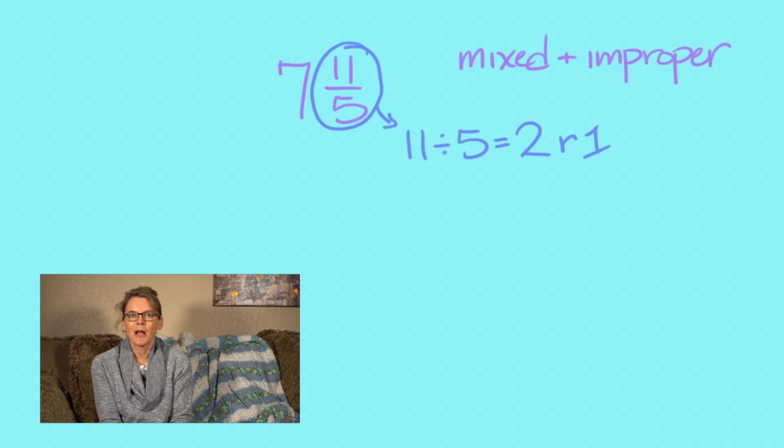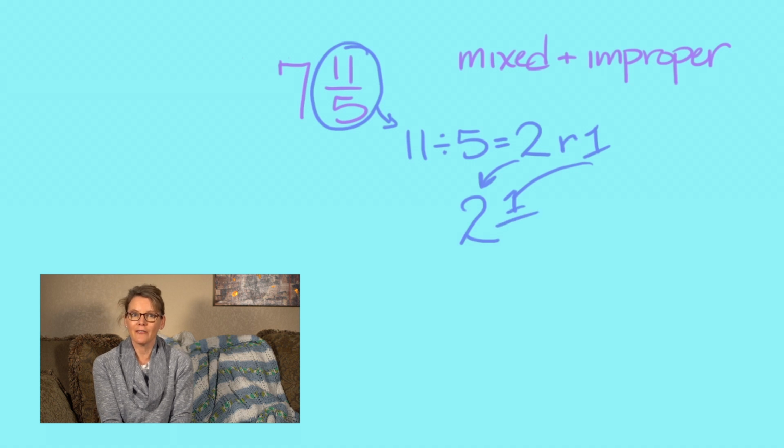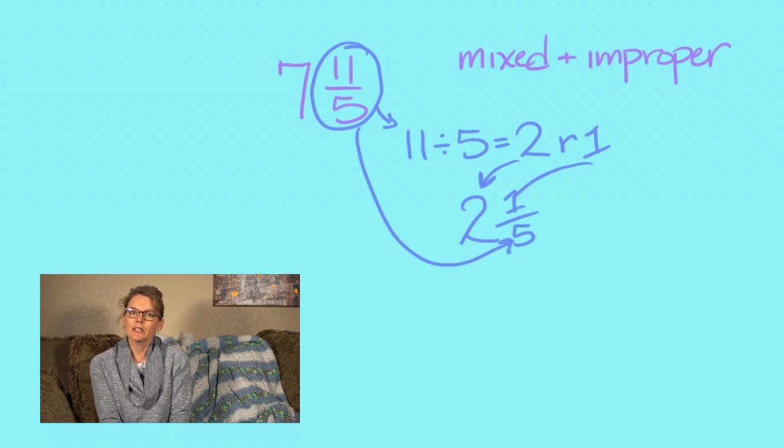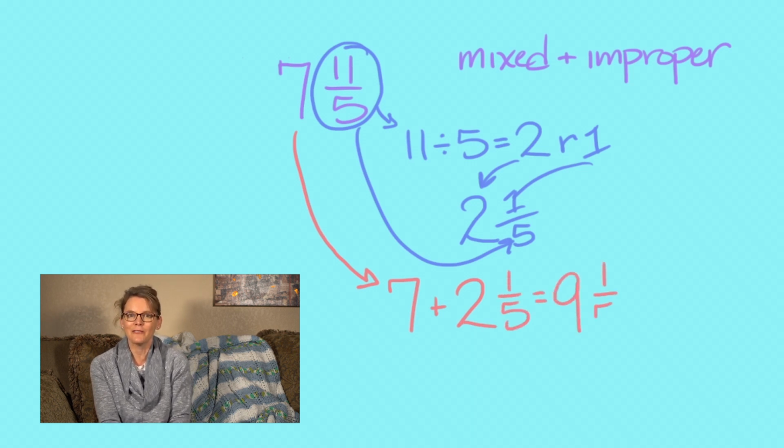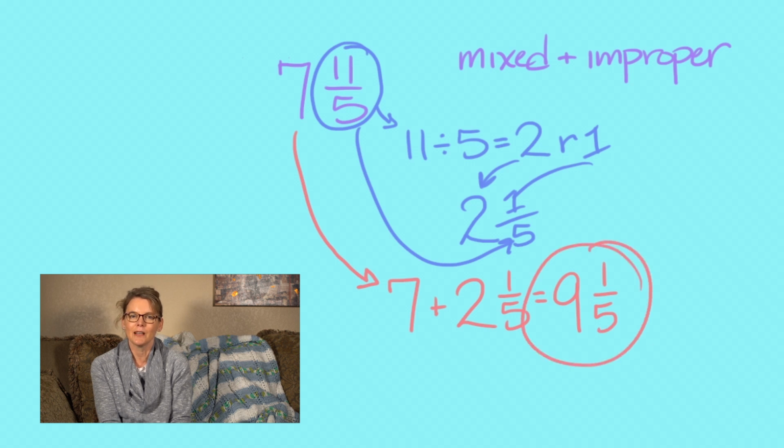The big number is the 2. The fraction left over is the remainder of 1 over 5. The next step is a little different, but it should make sense. Keep the 7 wholes that we started with. Now add the 2 from your improper fraction. Now we have 9 plus that leftover fraction of 1/5. You are learning important tools to help you when you start adding, subtracting, multiplying, and dividing fractions.